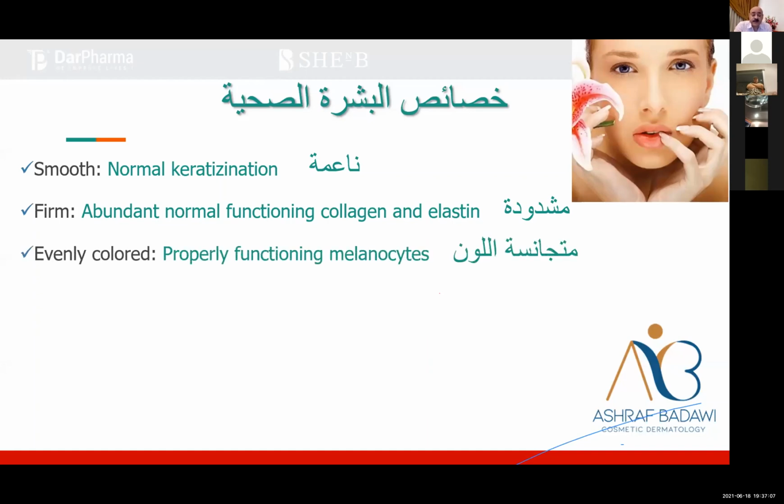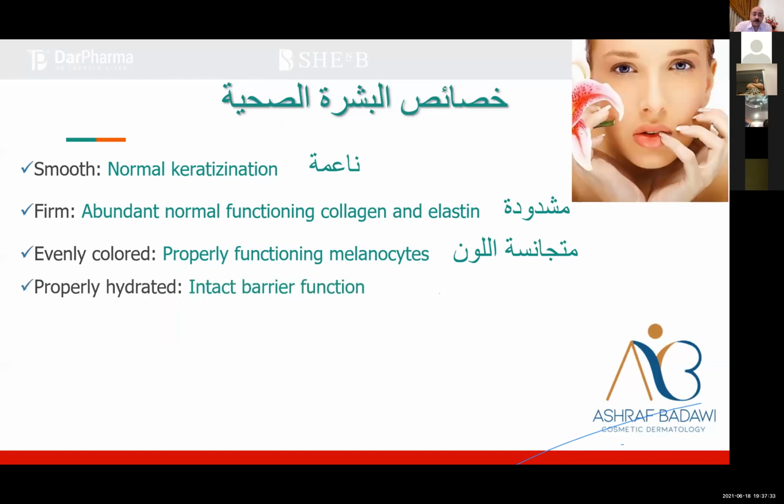The healthy skin is evenly colored, and this requires properly functioning melanocytes. If we start to have hyperpigmentation or hypopigmentation, this does not show healthy skin. And this is one of the most important motives for people to seek treatment and advice of dermatologists when we start to have disturbance in the skin pigmentation.